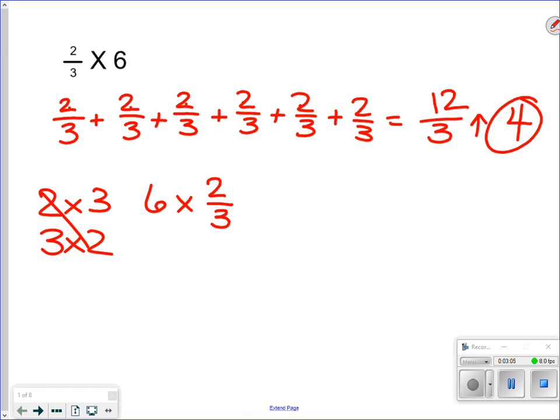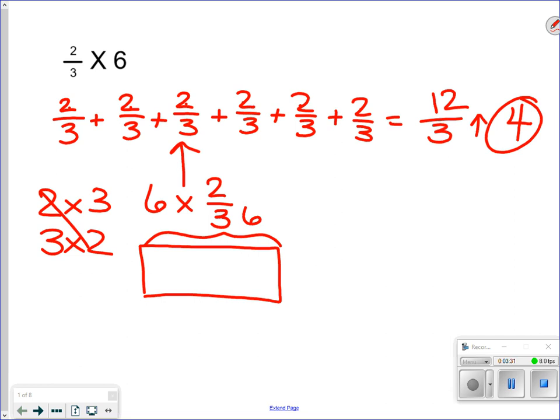I can also, what we learned yesterday, do a bar model. What goes on the top? 6, my whole number. This probably goes with this. 2/3 of 6 would be this. I guess it's backwards. So how many pieces am I going to have? 3.